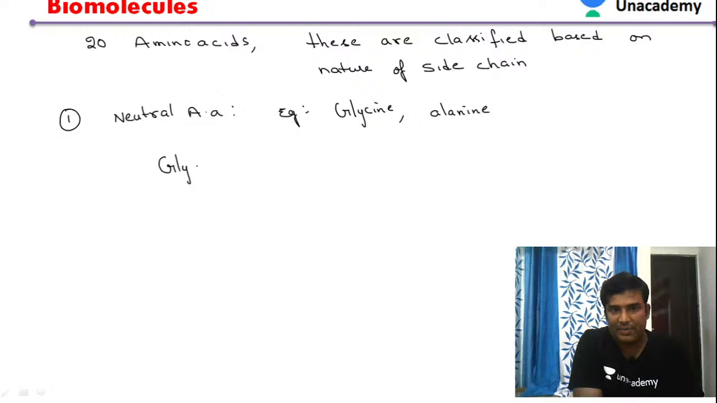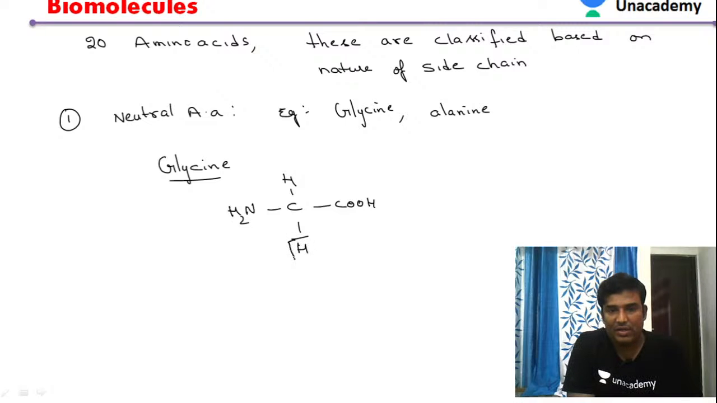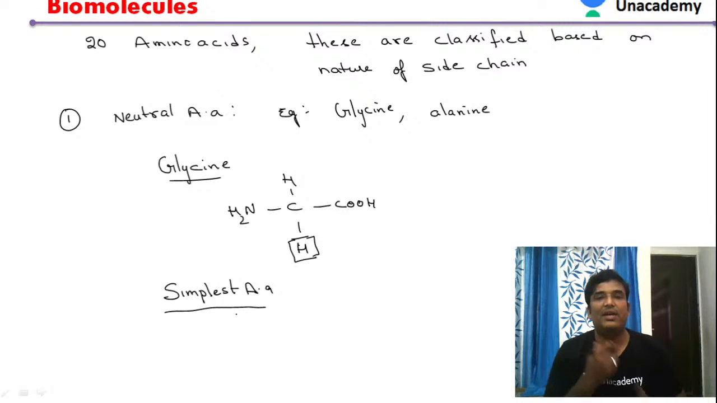If you see glycine, it has a carboxyl group and one amine group. Here, instead of the R group, instead of the side chain, hydrogen is there. Instead of the R group, hydrogen is replaced. Now this is called glycine. So glycine is the simplest amino acid. You have to remember this term.